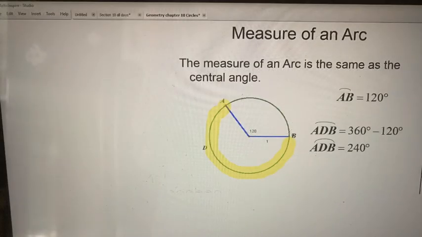Let's look at this example. We have here a circle whose central angle measures 120 degrees, meaning that arc AB is also 120 degrees. But what about arc ADB? Well, that's a major arc, and I know that a circle measures 360 degrees. 360 degrees minus 120 degrees gives me the measure of arc ADB, which is 240 degrees.